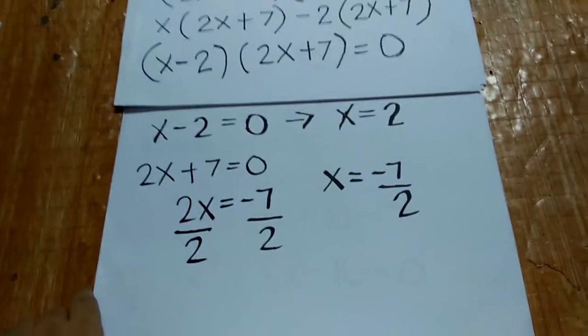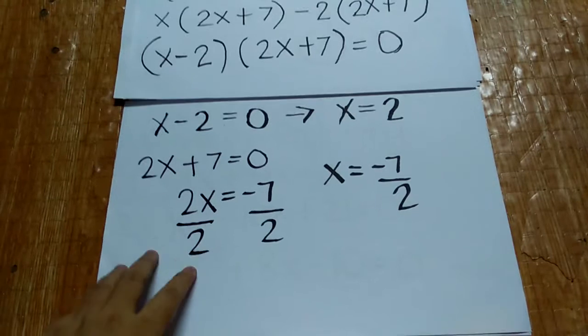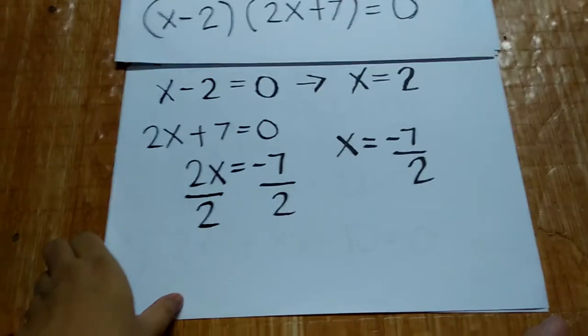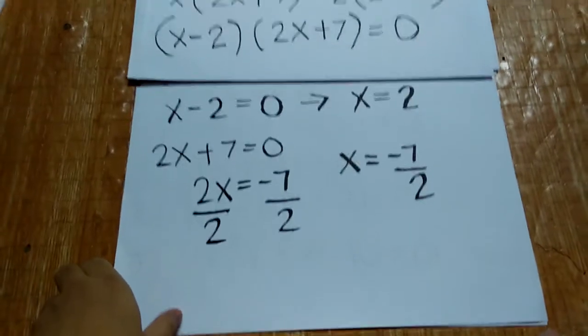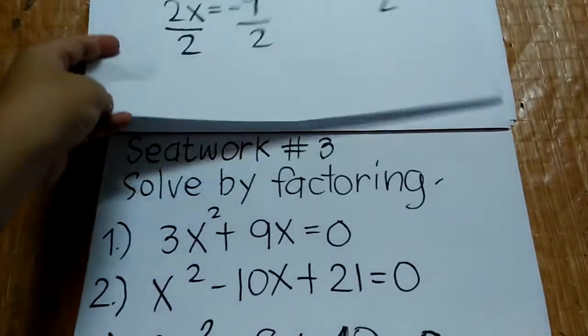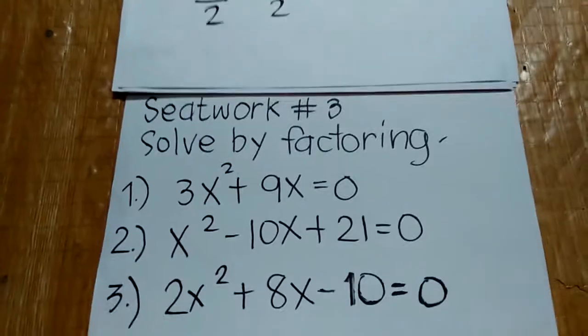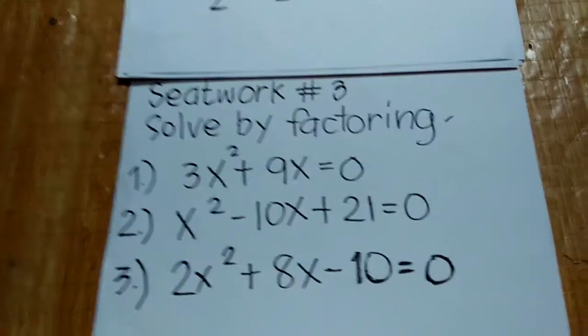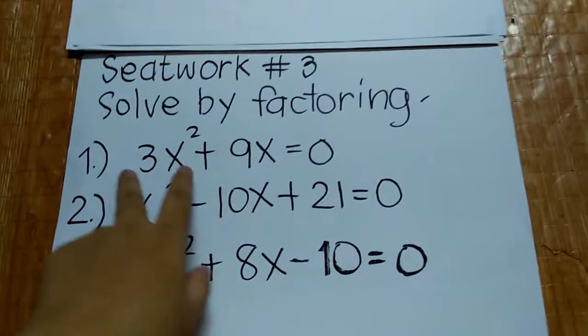Ayan, so di ba ganun lang kasimple? So, makikita niyo dito sa when a is greater than 1, medyo mahaba. Pero kayang-kaya rin naman. Isipin nyo lang na kaya nyong masagutan. Okay? So, for seatwork number 3, I want you to write it again on the short bond paper with border. Okay, so solve by factoring.